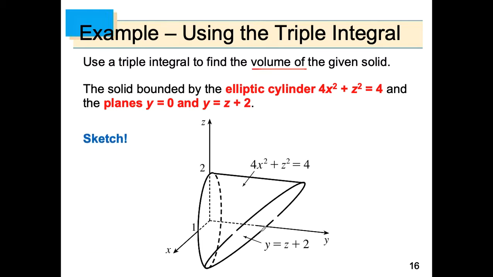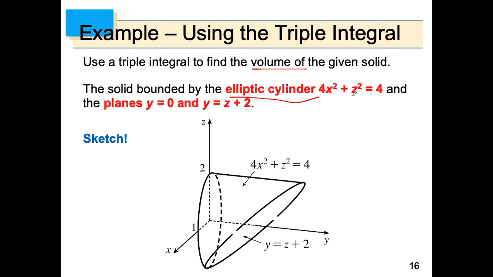So like I said, once again, try to sketch this yourself. I would recommend that you start with the elliptic cylinder. That should not be hard for you to sketch because we sketched these back in chapter 12 and probably even earlier than that from other courses.